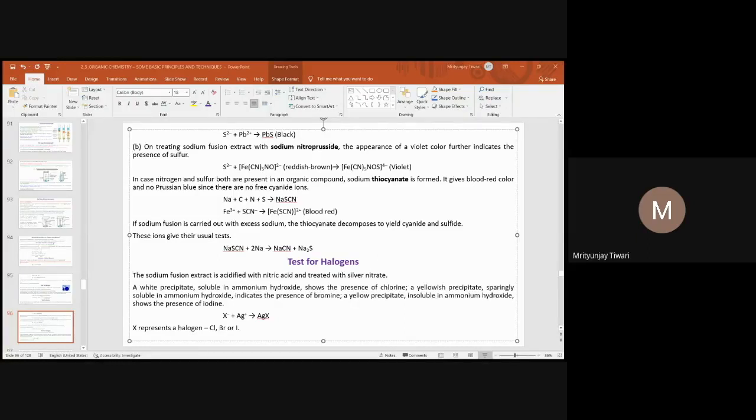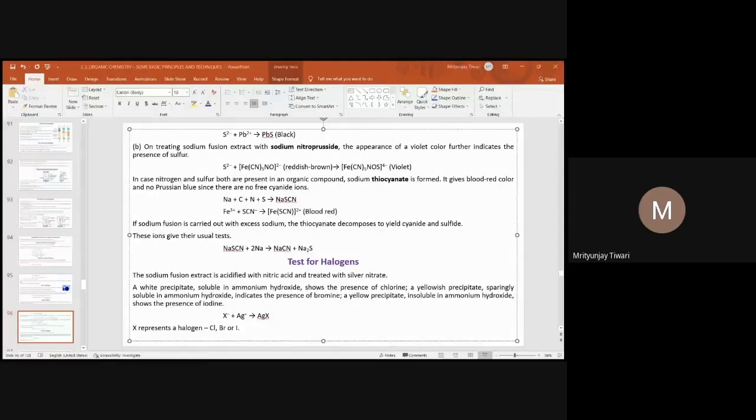When this phosphoric acid reacts with ammonium molybdate in the presence of nitric acid, we see the formation of ammonium phosphomolybdate, (NH4)3PO4·12MoO3. This compound is yellow and forms a yellow precipitate, and the presence of the yellow precipitate confirms the formation of ammonium phosphomolybdate. If it forms, it means the compound must be containing phosphorus as well.